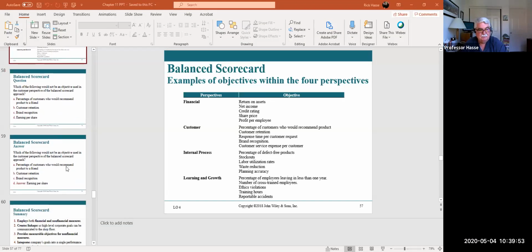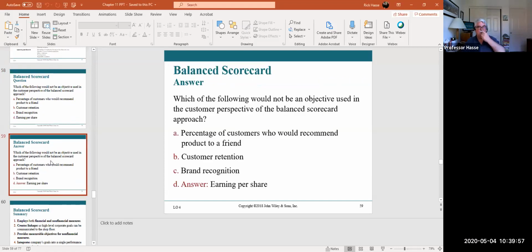So as I said, let's take a look at some definitions of the balanced scorecard. Which of the following would not be an objective used in the customer perspective of a balanced scorecard? All right. The answer is earnings per share, because that is a financial scorecard item.